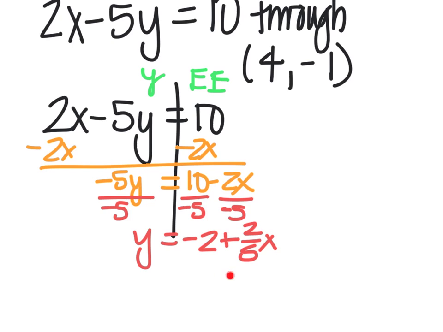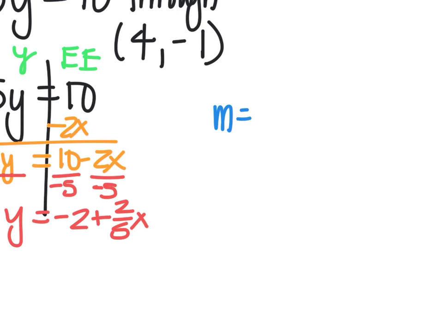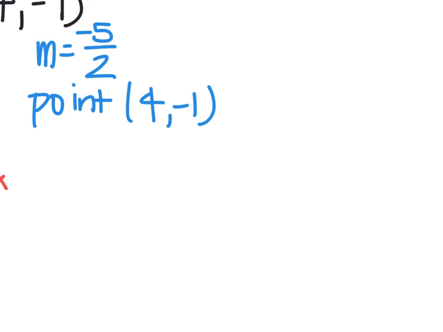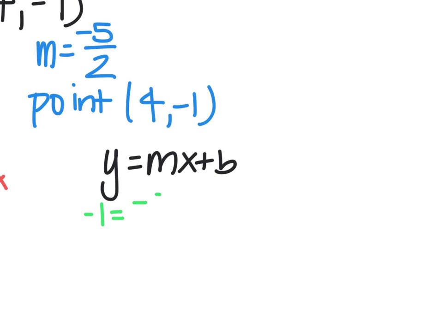So the slope of this line is positive 2 over 5, which tells us that the slope of our new line is actually going to be negative 5 over 2, because remember they're perpendicular, so we have to flip it, and we've got to switch it. And then we also know that it goes through the point 4, negative 1. So for this problem, I'm just going to use the equation y equals mx plus b, and I'm going to plug it in and solve for b, and then we'll get our equation that way. So I know that y in this case is negative 1. I know that m is negative 5 over 2, and I know that x is positive 4 plus b.